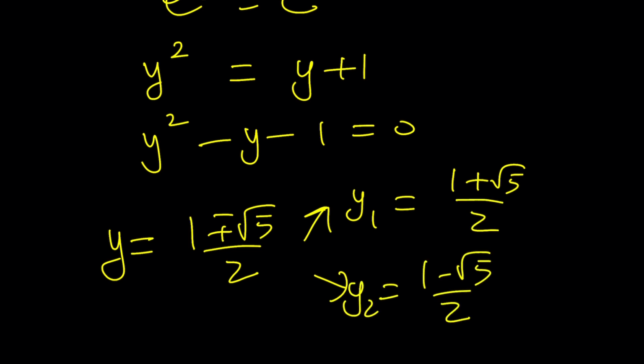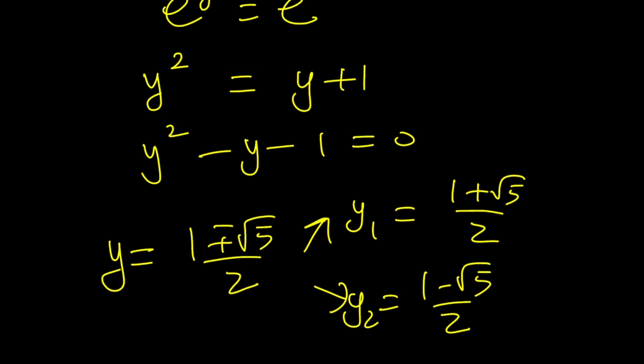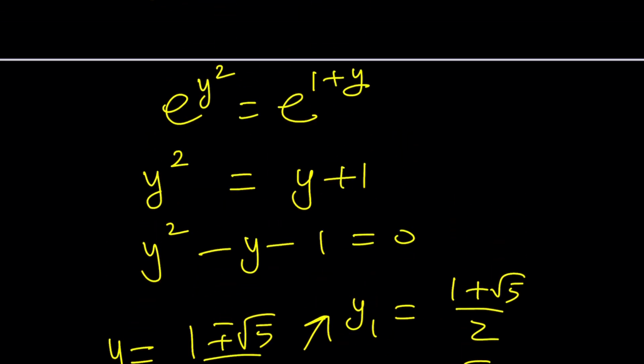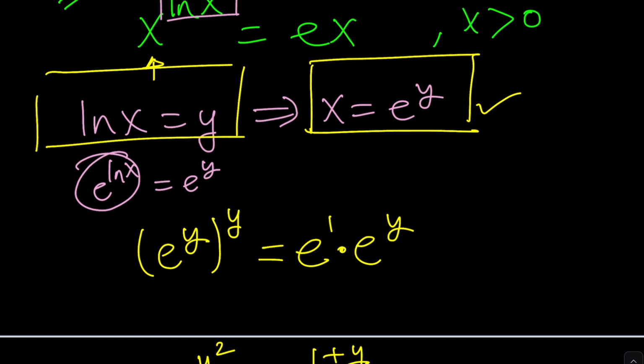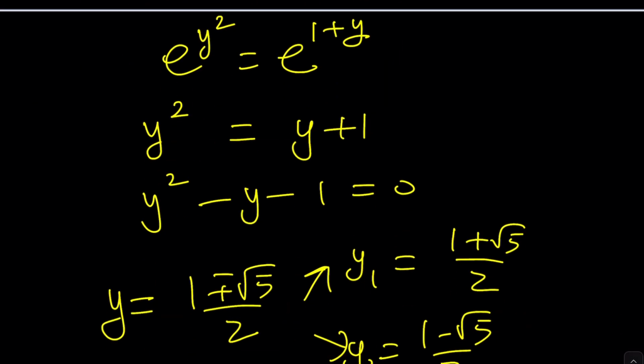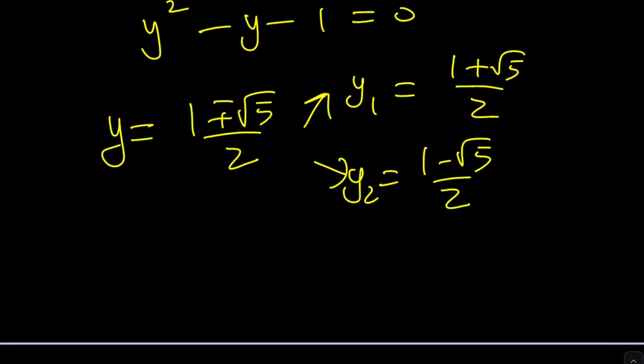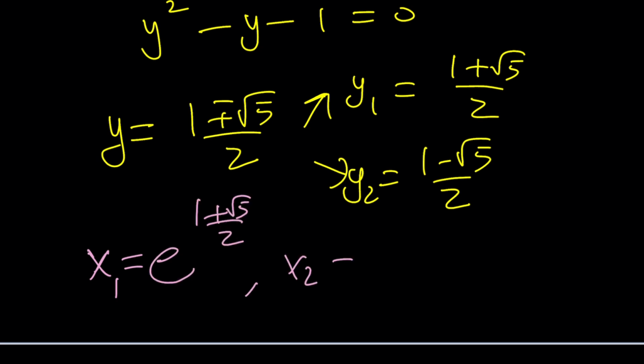Yes, y2 is negative, but we're not looking for y. And now you're like, why? Because we are looking for x, and x is e to the power y. So we're just going to do e to the power both sides, and that'll give us the x value. So we might as well just write x1 as e to the power 1 plus root 5 over 2, and x2 as e to the power 1 minus root 5 over 2.